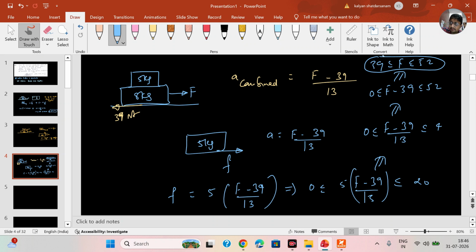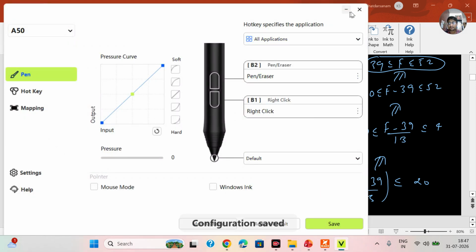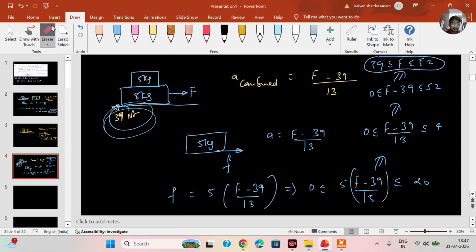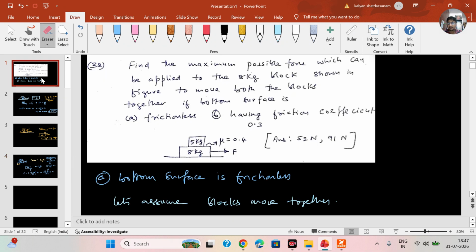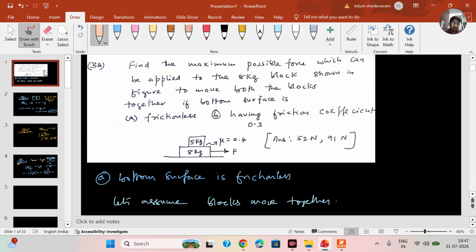What about F less than 39? They won't move because this friction, this 39, will not allow them to move. So in the second case up to 91, we got 91, right? Sorry, 39 less than F less than 39 plus 52 is 91, my bad. So up to 91 they will move together. That is the second bit.